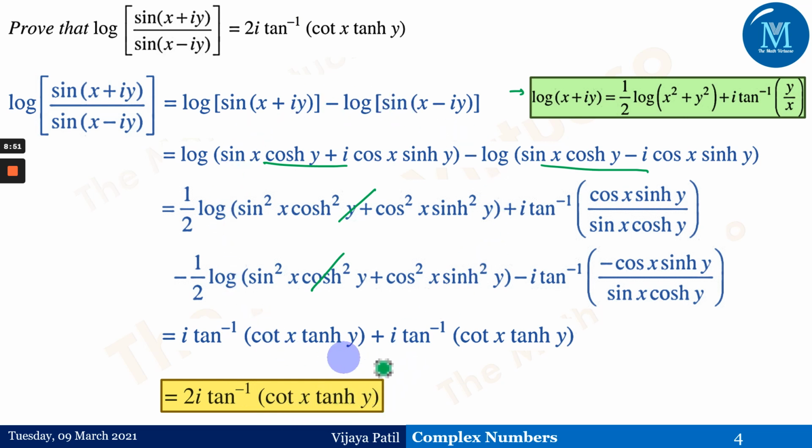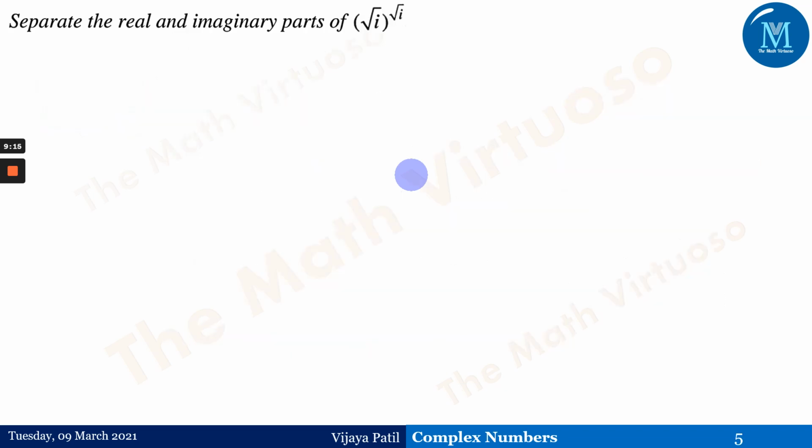So these are extremely simple examples, provided you are very thorough with the concept of hyperbolic functions and complex numbers. If you observe here, most of the questions are based on trigonometric functions, might be the hyperbolic function and a circular function. So you have to be very thorough with those hyperbolic and circular functions to deal with the questions of logarithms.